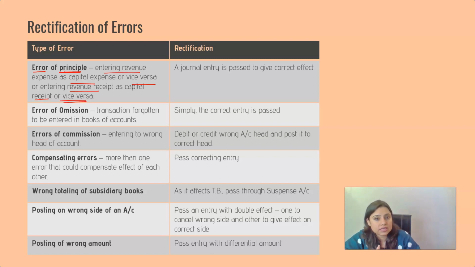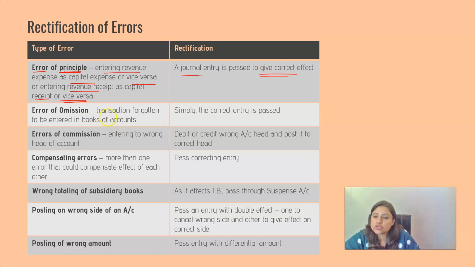And in cases of receipt also, the same mistake can be made, that instead of considering it as a capital receipt, such a receipt has been considered as a revenue receipt, and that type of error will be called an error of principle. So how is the rectification done in case of an error of principle? A journal entry is passed in order to give the correct effect.